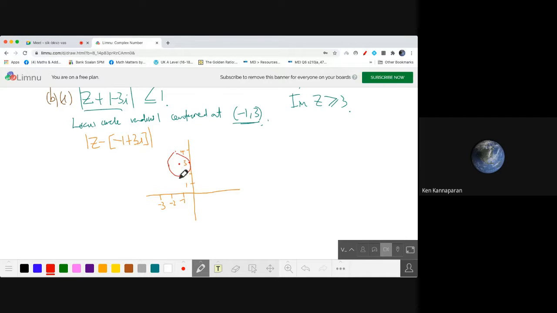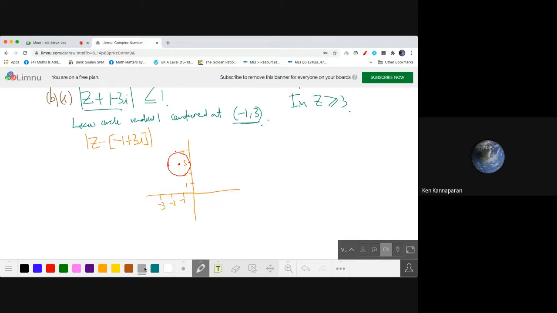Okay, imagine it's a circle. So that's the circle that you have with radius 1. And it's a locus. Remember, a circle is a locus. So now the next one is imaginary z greater than 3.